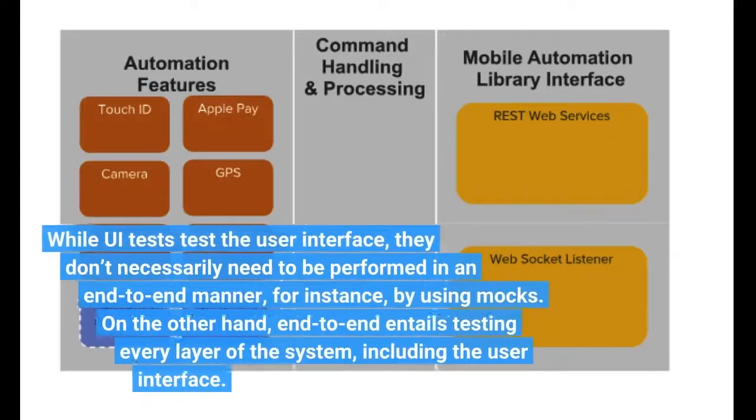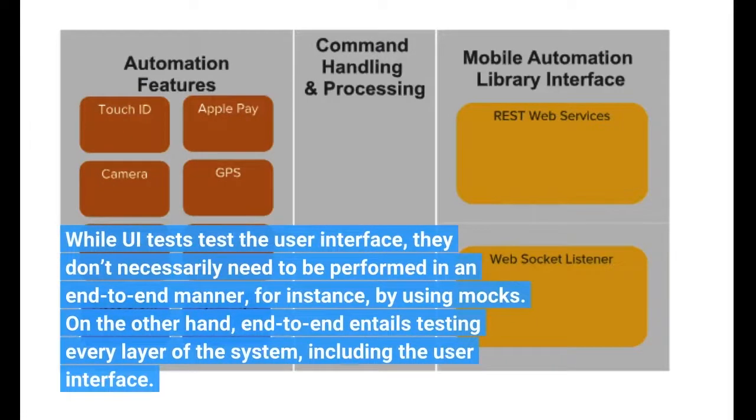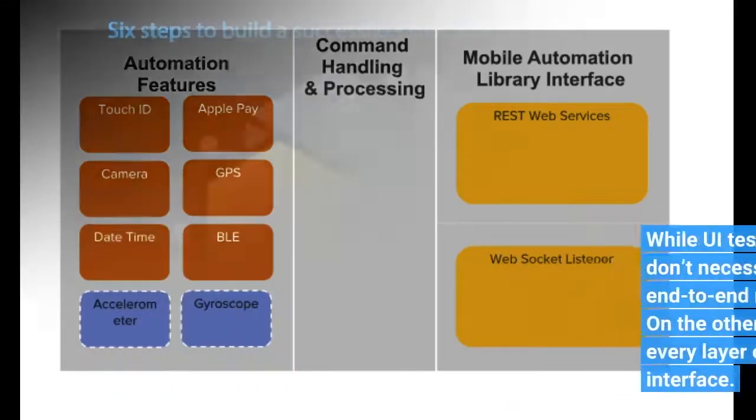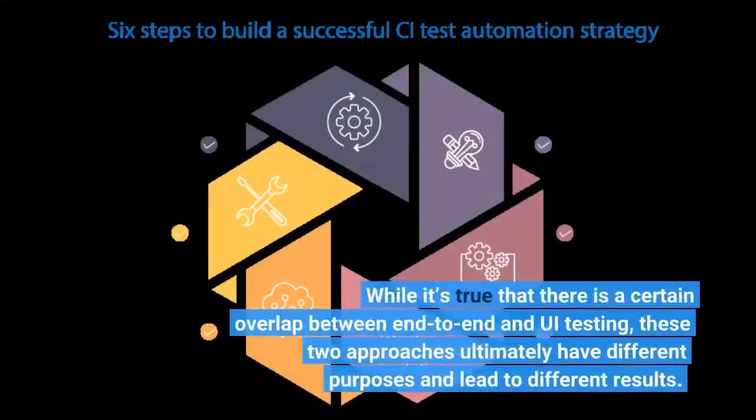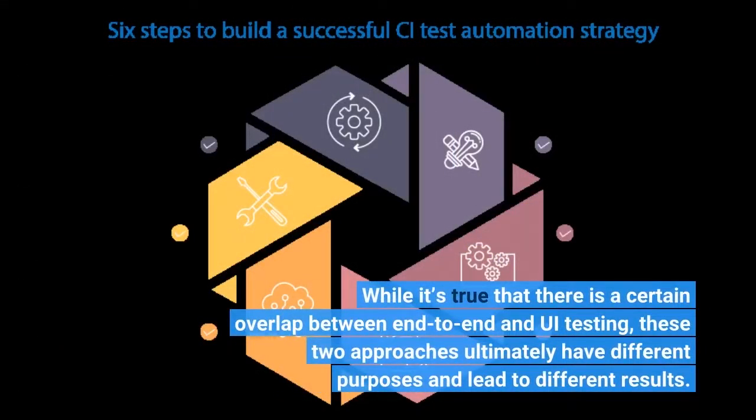While UI tests test the user interface, they don't necessarily need to be performed in an end-to-end manner, for instance, by using mocks. On the other hand, end-to-end entails testing every layer of the system, including the user interface. While it's true that there is a certain overlap between end-to-end and UI testing, these two approaches ultimately have different purposes and lead to different results.